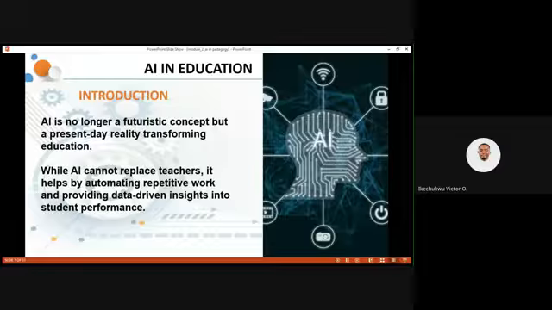In fact, when I make posts on LinkedIn, I don't talk about the future of education anymore. I talk about the now of education, because everything we've been talking about in a futuristic manner is now with us. It's by our side, literally at our fingertips. So it's a present day reality and it's currently transforming education.